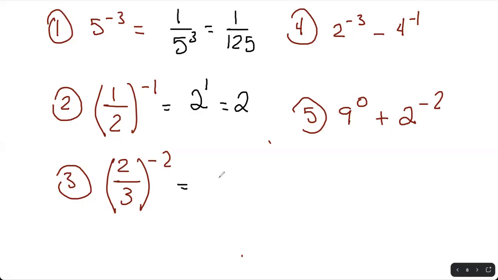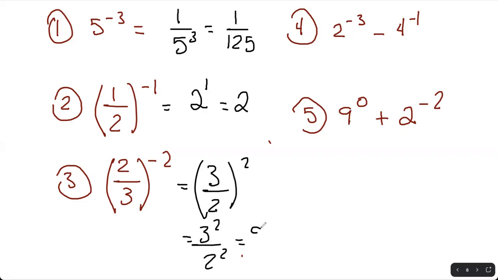Here you flip all of this. So this becomes 3 over 2, all to the positive 2, which gives me 3 squared and 2 squared, basically, which is 9 over 4.